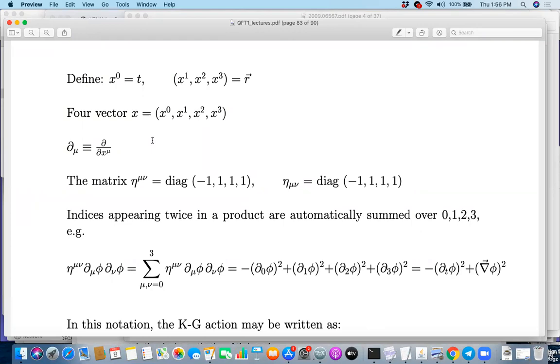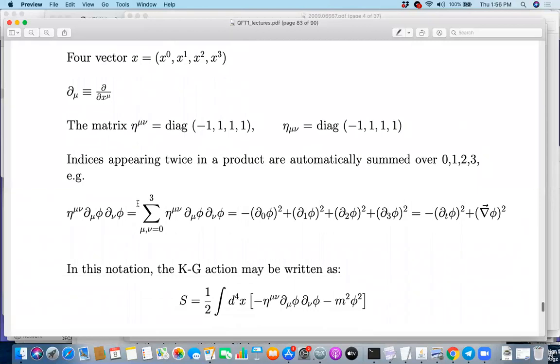Okay, so we started with the 4-vector notation. I have already introduced the matrix, that two matrices which are both diagonal and the same. In fact, this is the inverse of this, but the diagonals are just -1, 1, 1, 1.